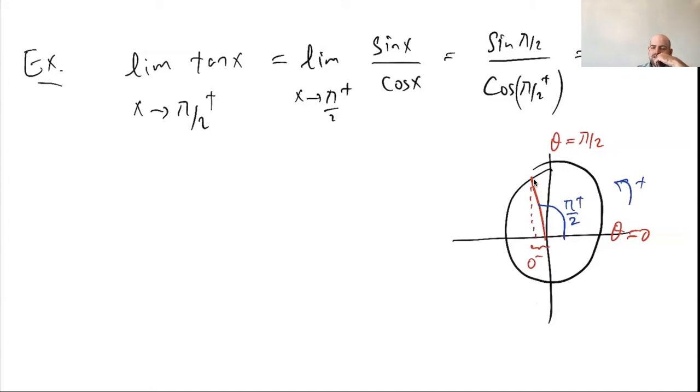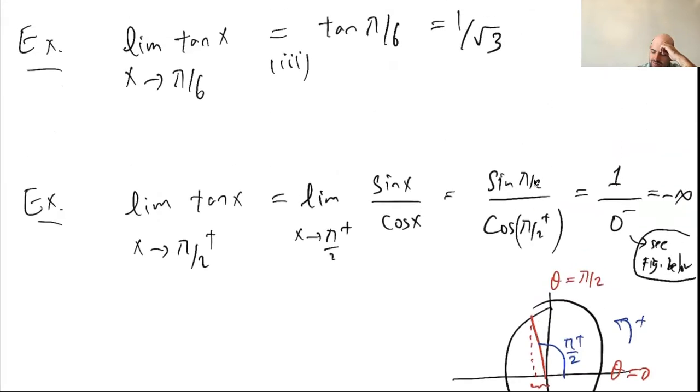It's a little bit less than 0. It's a small negative number. So the answer is going to be 0 minus here. See figure below. So 1 over 0 minus, and last time we saw that this is minus infinity.